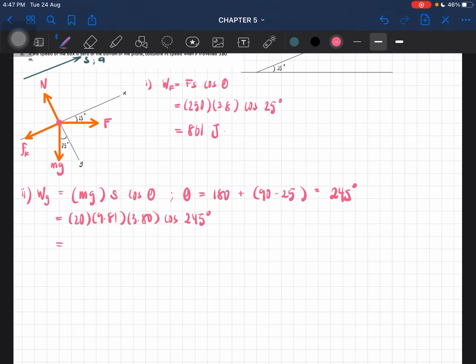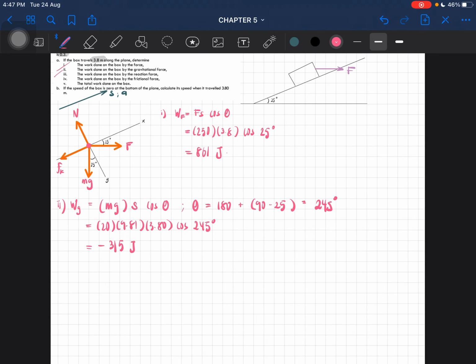You'll then get the value negative 315 joules. So that is question number 2. Number 3, work done on the box by the reaction force. Now it is by the normal force. So by the reaction force, it is ns cos theta.